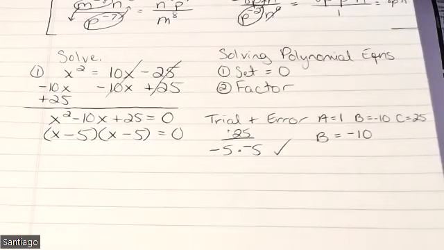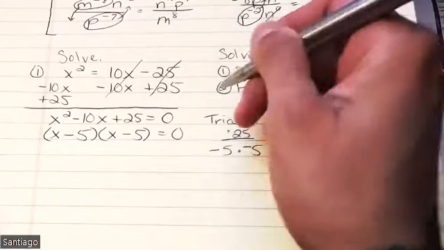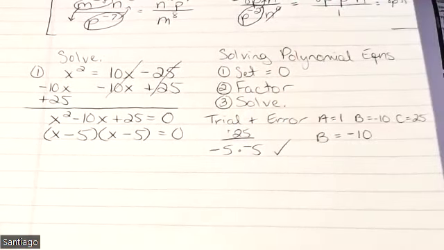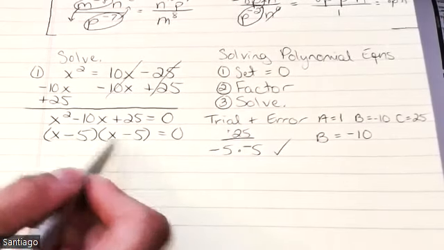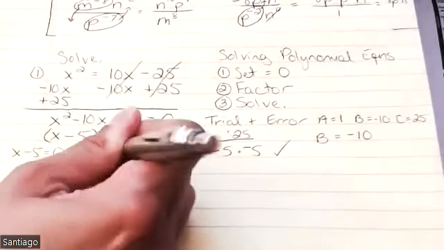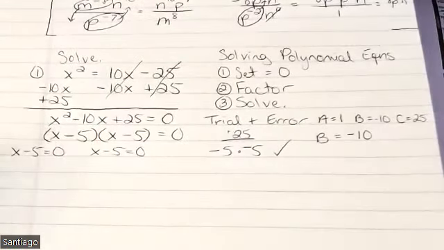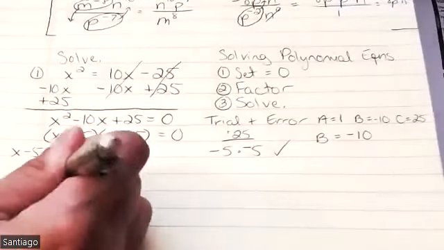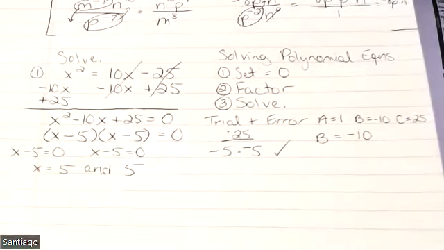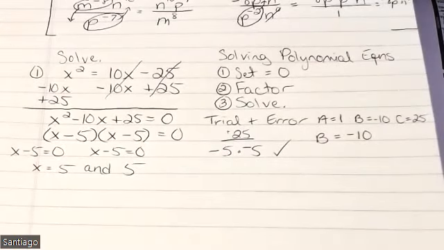So in solving polynomial equations, step number 1 was to set equal to 0. Step 2 was to factor, while step 3 is then to solve. So we're going to set each factor containing a variable equal to 0, and we solve. It just so happens that in each case, my x is going to be equal to 5. So we could write x is equal to 5 and 5, or you could just say x is equal to 5. You don't need to duplicate that same result. It is okay to say x is 5.